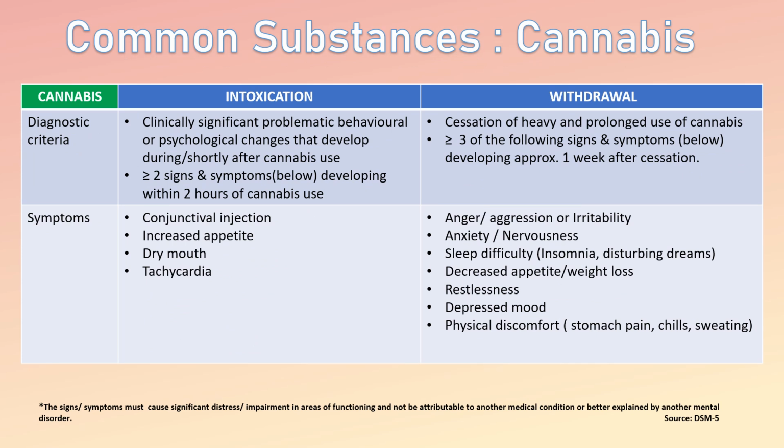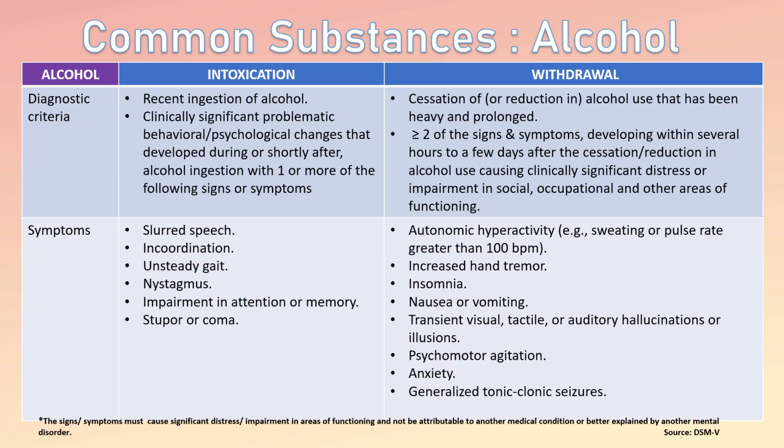In cannabis intoxication, symptoms can include injected conjunctiva with dry mouth and tachycardia, while withdrawal of cannabis can induce anger or aggression, sleep difficulties, and even physical discomforts. For alcohol use disorder, in a state of intoxication, symptoms would include slurred speech, incoordination, and impairment in memory, while alcohol withdrawal, which happens after reduction or complete cessation of heavy and prolonged use of alcohol, will cause symptoms of autonomic hyperactivity.